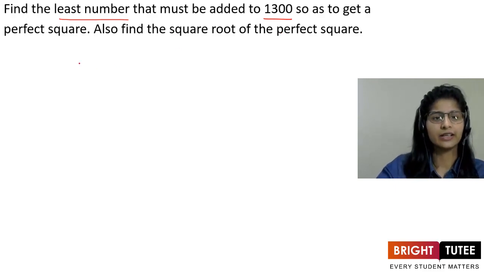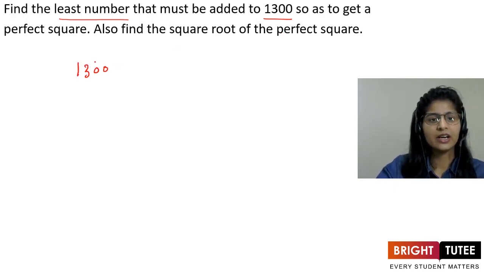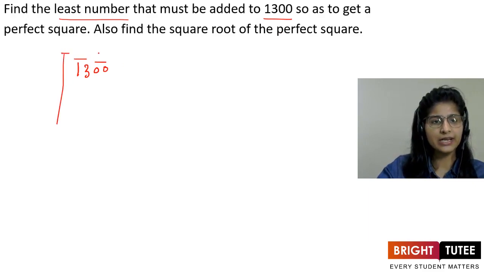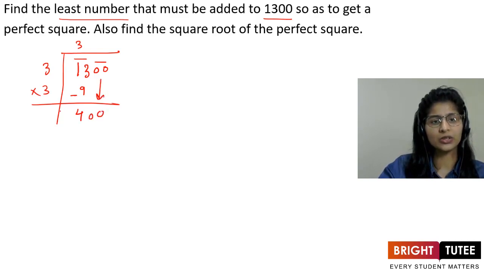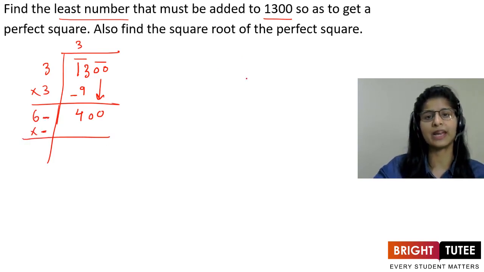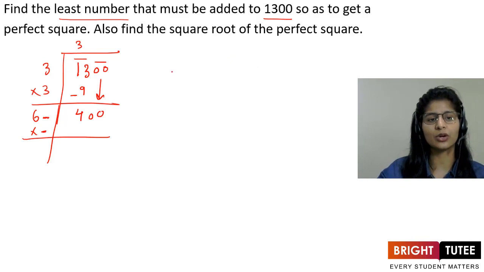So just see here, write down 1300, draw bars, divide them into pairs. Now for 13, 3 3s are 9, 4 4s are 16. So we can't go with 4, we'll go with 3. 3 3s are 9, right? Okay, subtract 9 from 13, we'll write 4 and we will copy 00 here. Now double of 3 is 6, so you need a digit here to be placed so that you get a number very close to this.